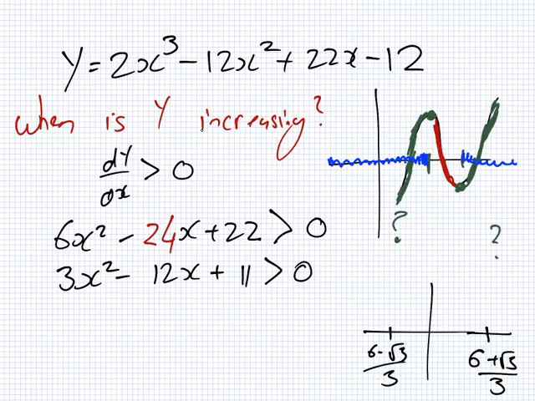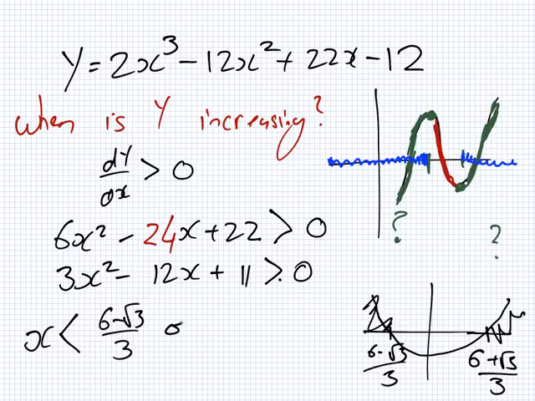Did I write this down right? Yeah, that's right. Okay, so do I want above or below? They are both positive values. It doesn't matter, it's just a rough graph. Above. So I want this part and this part. So the answer is x must be less than 6 minus root 3 over 3, or x must be greater than 6 plus root 3 over 3. I'll explain this more with a graph in a moment, so if you can just write this down.